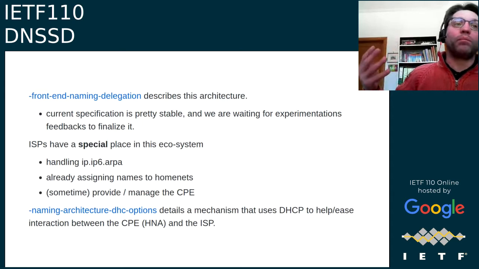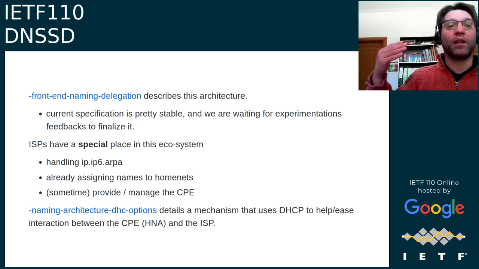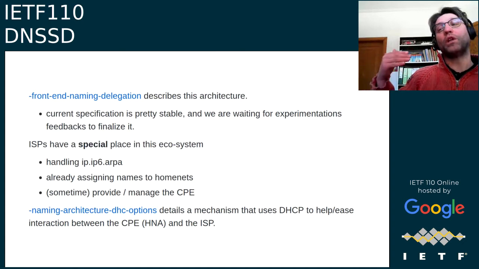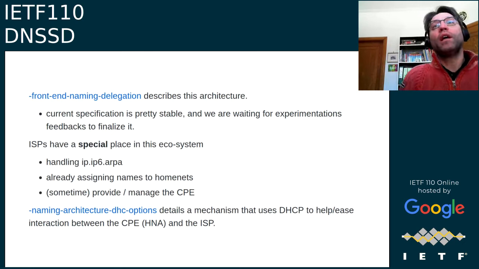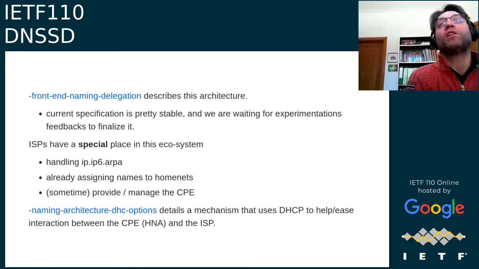And then, because in this kind of environment the ISP has a special role, we defined a second draft, which helps ease how an ISP can configure the Home Naming Authority using DHCP. And so this is why we have this naming architecture DHC options. So it's clearly only intended to help the communications between an ISP and a CPE that is using DHCP. Next slide.